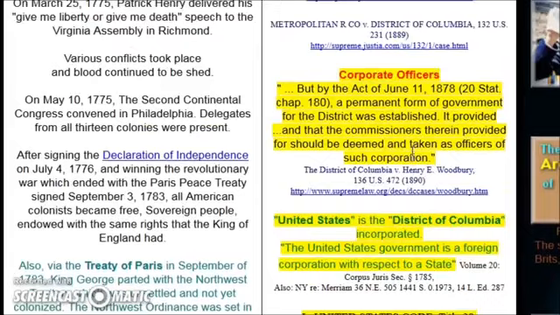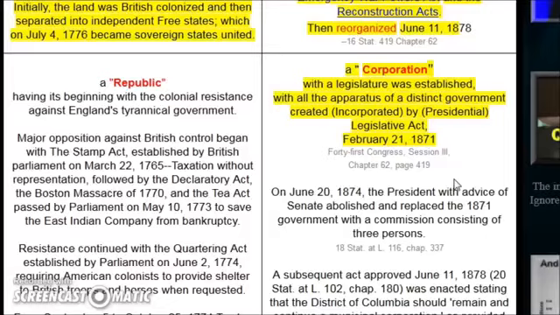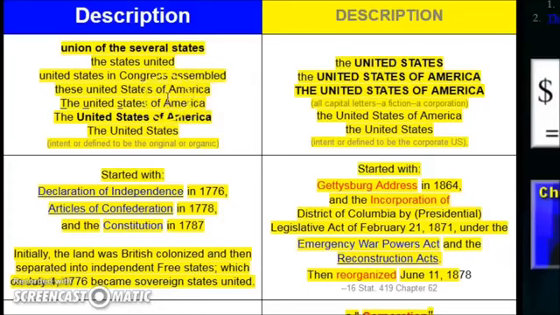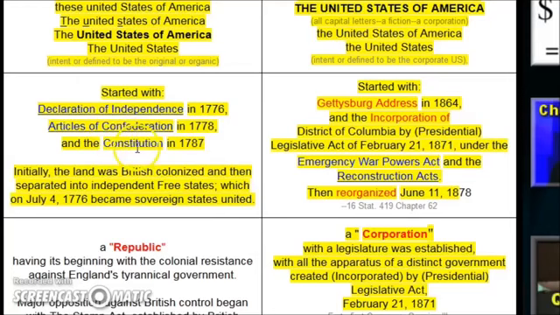But I just wanted to keep on this District of Columbia thing. So, corporate officers, by this act, we can see that it was created to make a corporation. Again, United States in capital letters versus small letters over here. We can see it started with old school, what we thought we had, the Declaration of Independence, Articles of Confederation, Constitution, which were taught in school. But that was changed in 1871 with the Treasonous Congress, creating Washington, D.C. We had the Gettysburg Act in 1864, declaring emergency war powers under the Reconstruction Act.